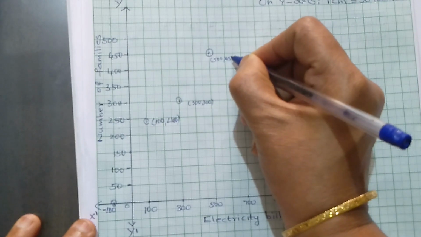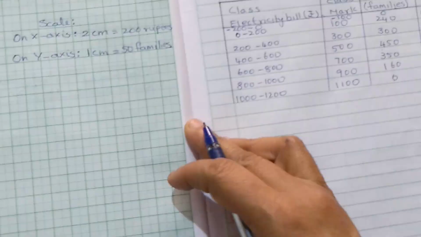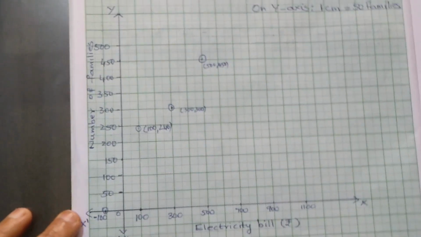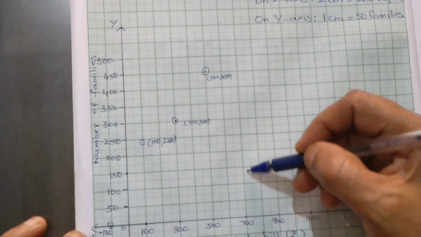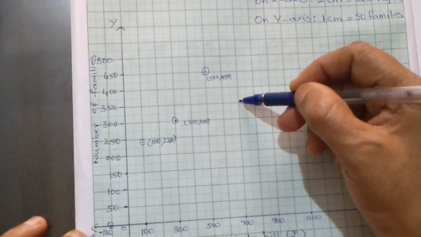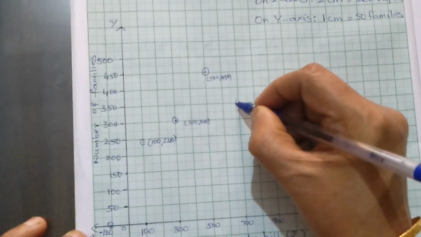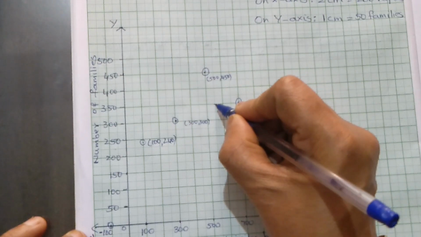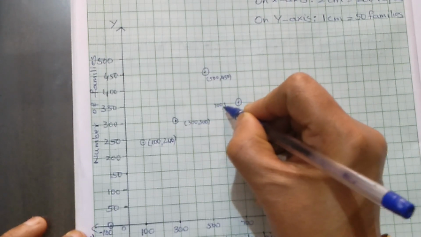500, 450. Next one is what? 700, 350. So 700 and 350 will come here.